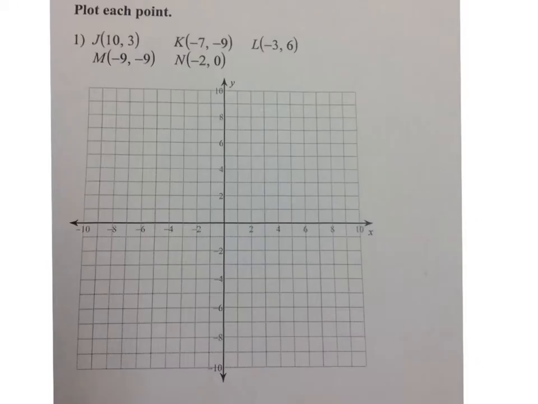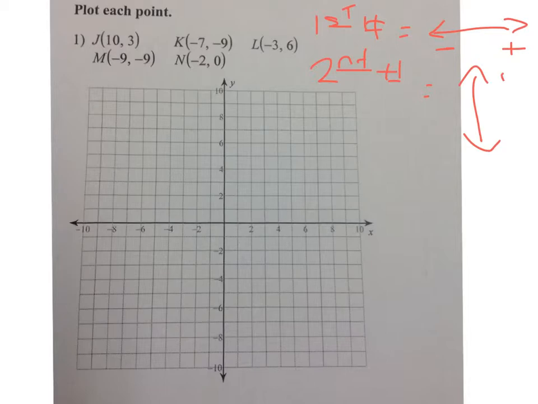The next thing we learned was how to plot points. Just a reminder, the first number tells you left or right. If it's a negative number, you go left. If it's a positive number, you count right. The second number tells you up or down. If it's positive, you go up. If it's negative, you go down. Always remember to start counting at the origin. So let's do some practice ones.